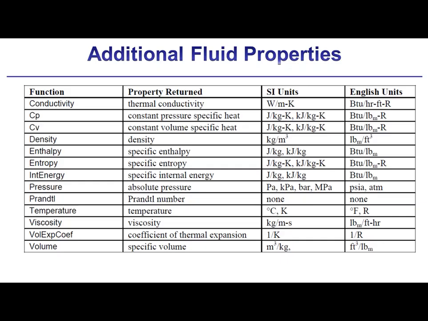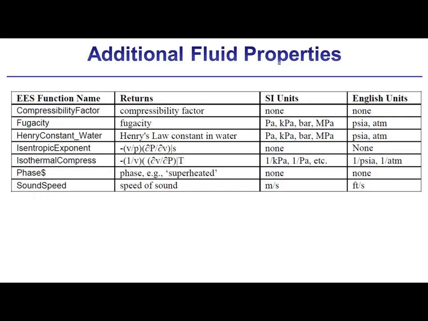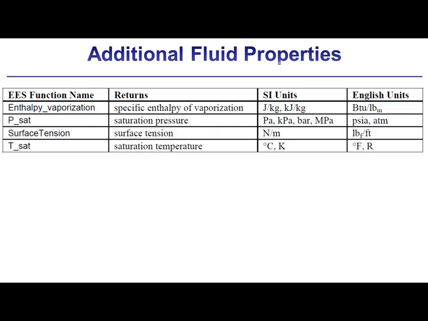These tables show the basic thermodynamic and transport properties that we've looked at so far, and they all require two properties in order to fix the state according to the phase rule. There is another series of functions that require only a single property to fix the state because they refer specifically to a two-phase situation, and according to the phase rule, a single property will fix the state in a two-phase region. These are listed here and include things like the enthalpy of vaporization, saturation pressure and temperature, and surface tension.